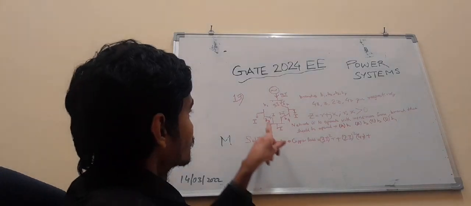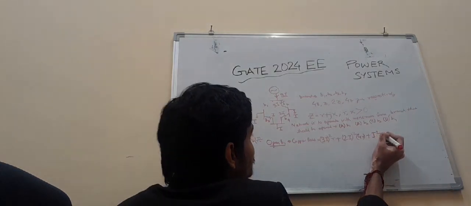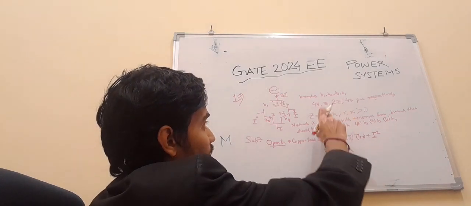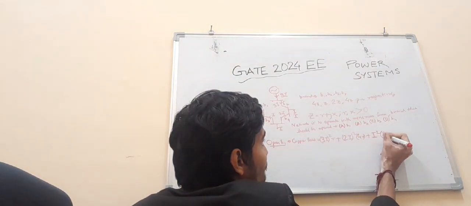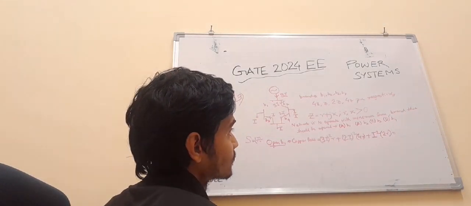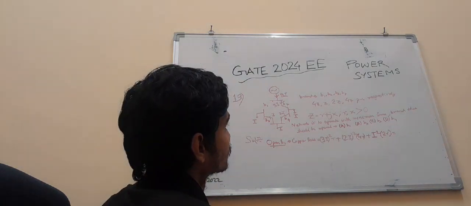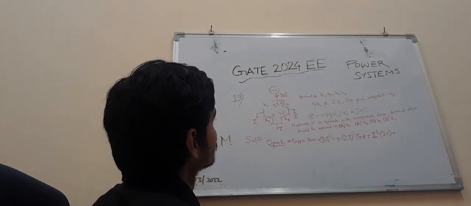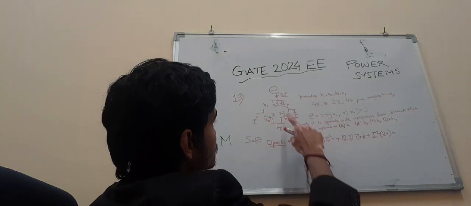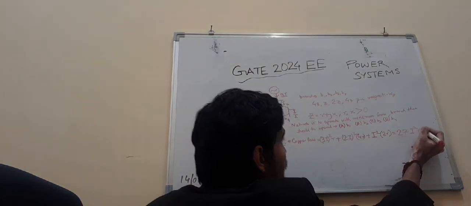Next, I square times resistance of B3. Resistance of B3 is what? 2Z. 2Z is the impedance, so resistance is 2 into R. So how much? 9 plus 4 into 4, that is 16. Okay, 9 plus 4 into 4, 16, that is 25. 25 plus 2 is 27 I square R.